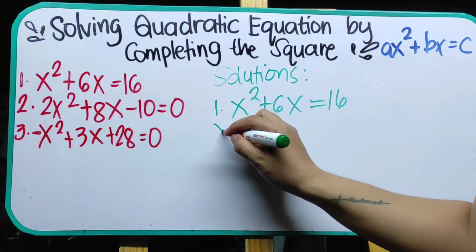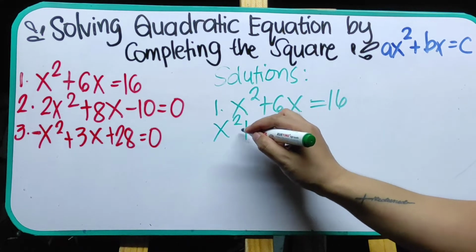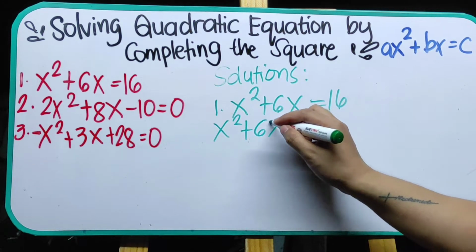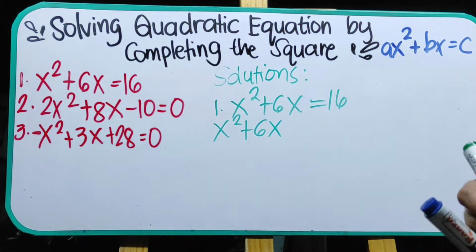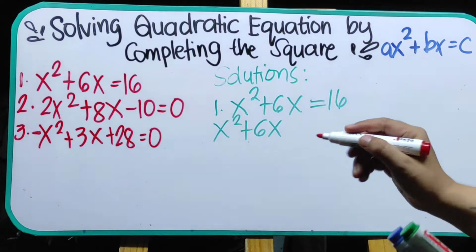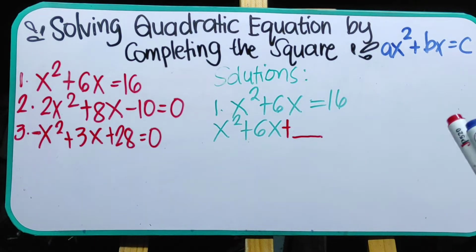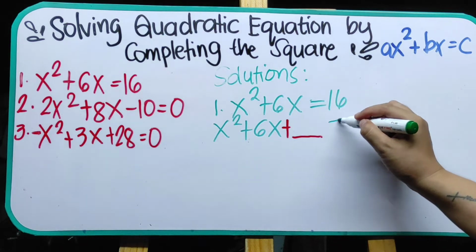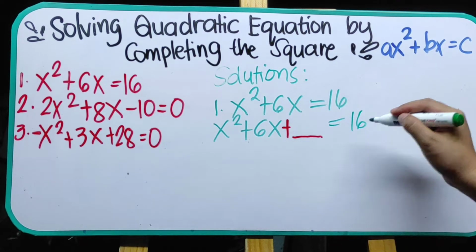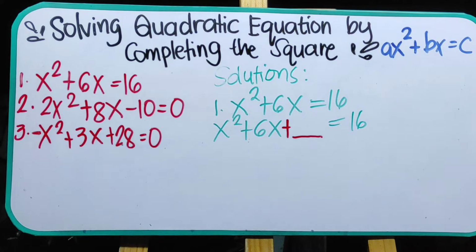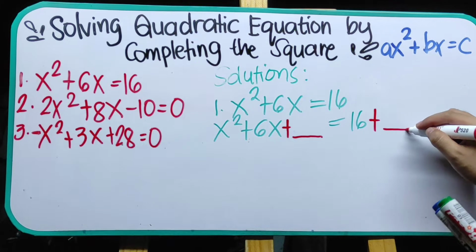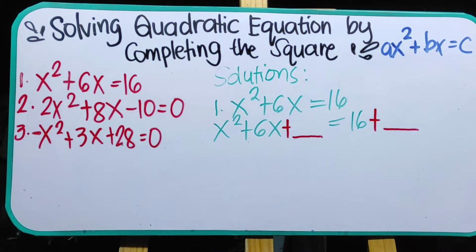So, meron tayong x squared plus 6x. And then, lagay tayo dito. Equals 16. Okay. So, ano po ang ilalagay natin yan?